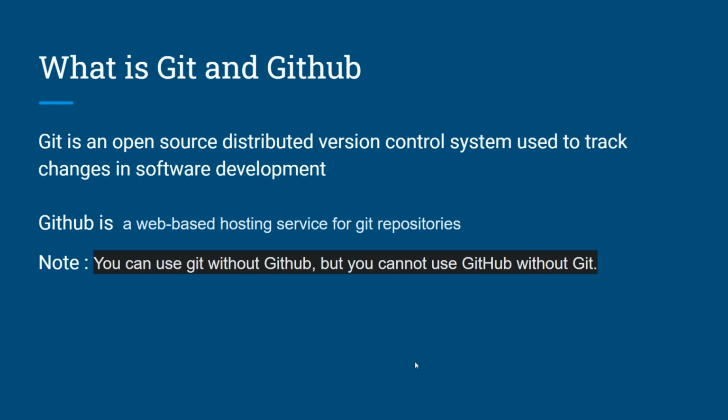So this statement they say, you can use Git without GitHub, but you cannot use GitHub without Git. What it means is that you can use Git on your laptop and track your code and changes. One beautiful thing about Git is that if your hard drive crashes, you can still recover your Git files.